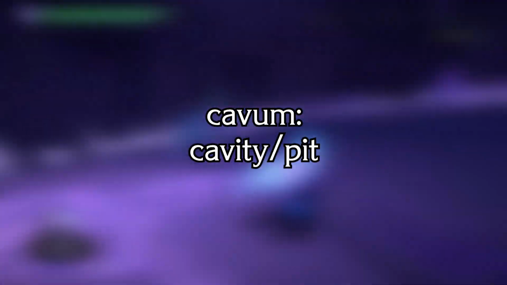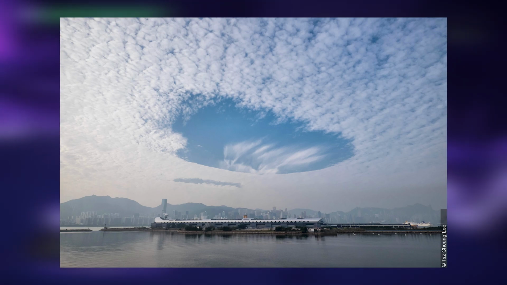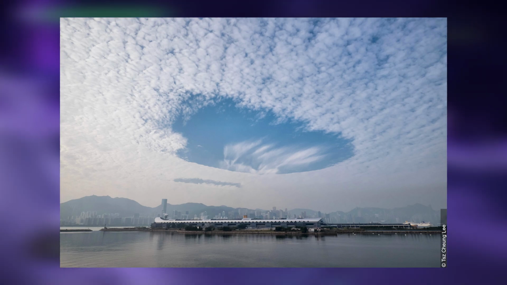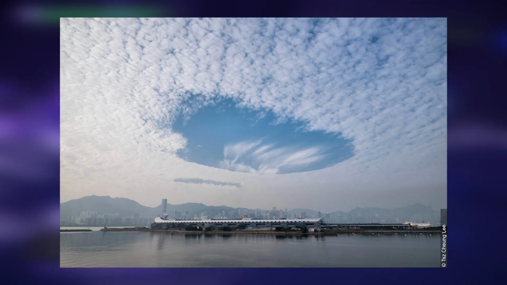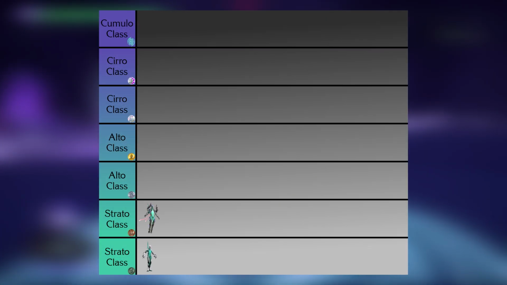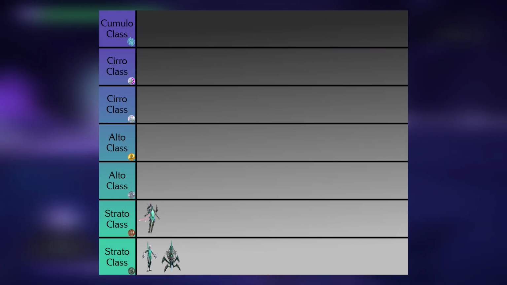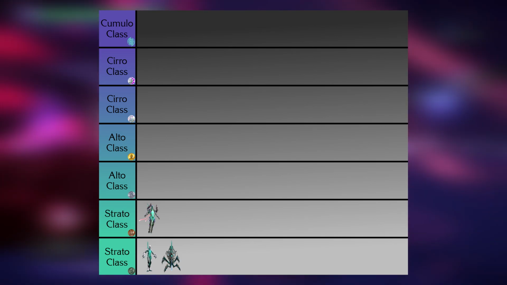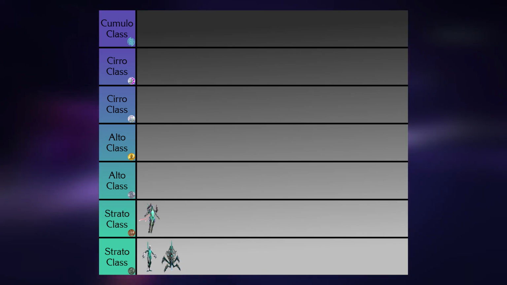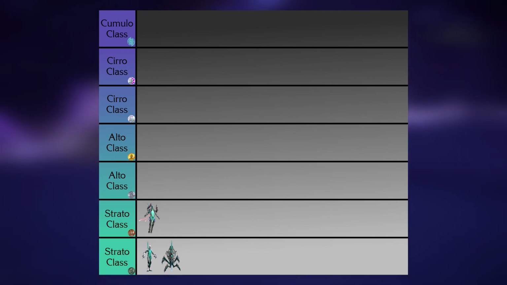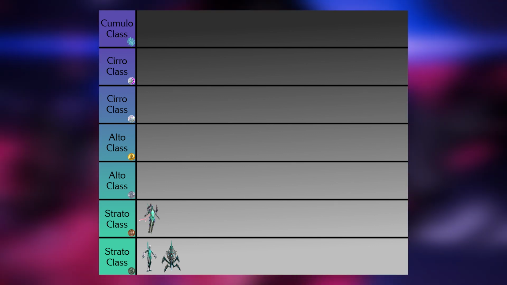Cavum in Latin means hollow, or it can mean a cavity or pit. Cavums are also known as a fall streak hole, which is a large gap that is usually round and can be found in the higher clouds. As for its place in the hierarchy, it will join Stratus in the Strato class and Lapis subclass. This is because I wouldn't classify it as an Alto class threat, and it wouldn't be in the higher subclass because it has an upgraded version anyway.